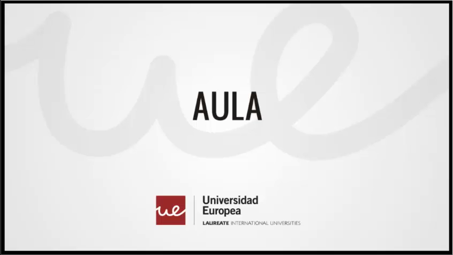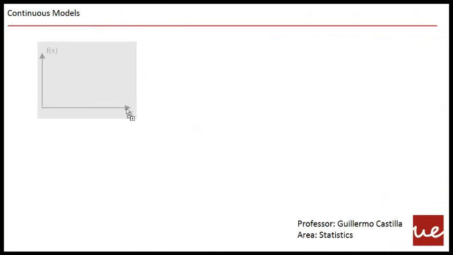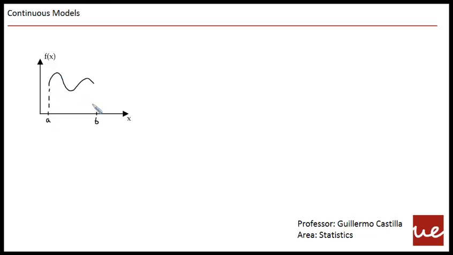We're going to start talking about continuous distributions. Now, a continuous distribution is very similar to a discrete distribution, but of course, in this case, it describes a continuous variable, which means that it has infinite values between one value and the next. For example, if we had a continuous domain defined between a and b, and we had this density function I'm drawing here, this would be f of x.